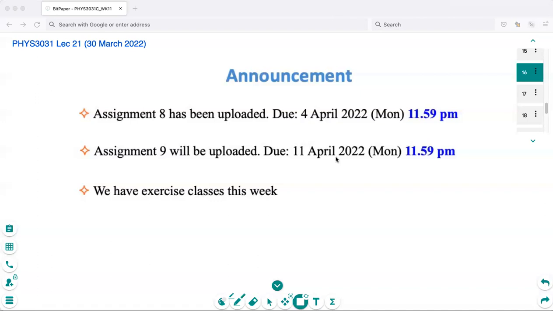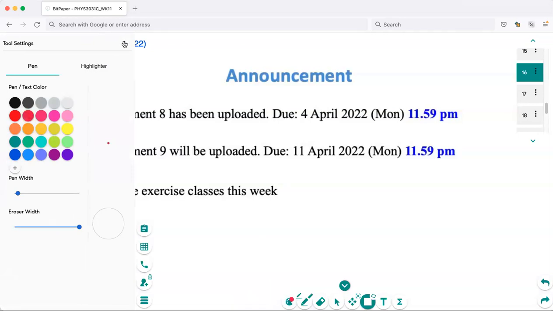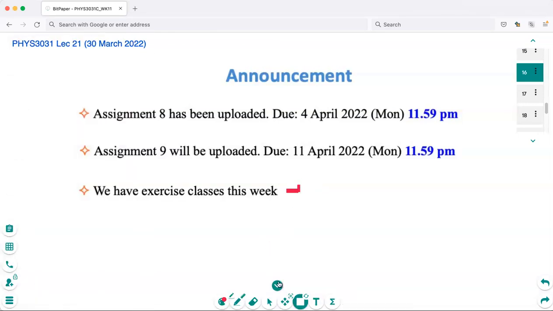And we have exercise classes this week, and I really encourage you to go. This week it will be about the density of states. You are asked to pay attention to different ways to get the same thing, and also to what determines the density of states. These two are important for the remaining 3 lectures.